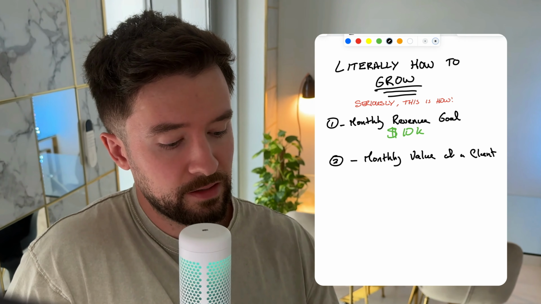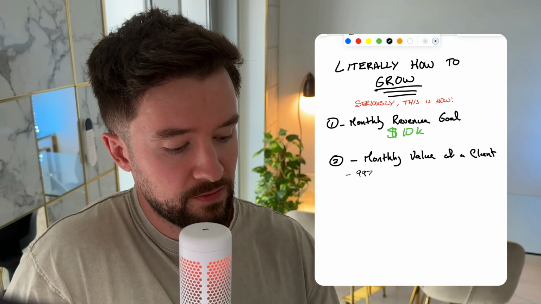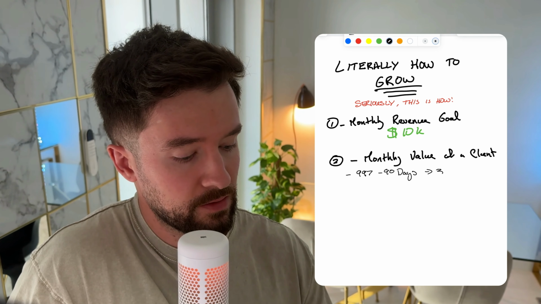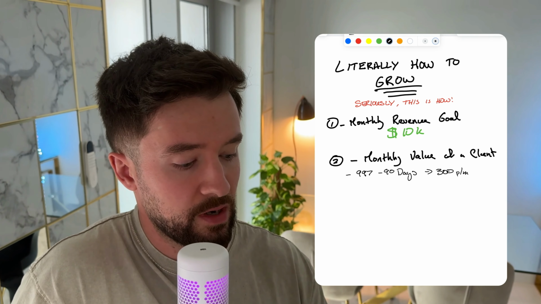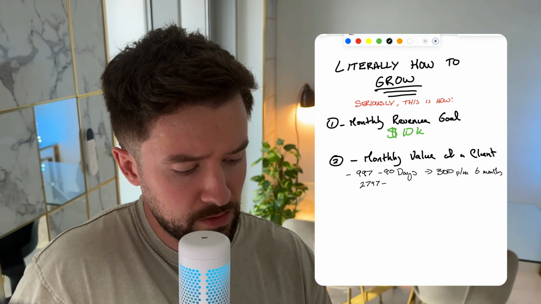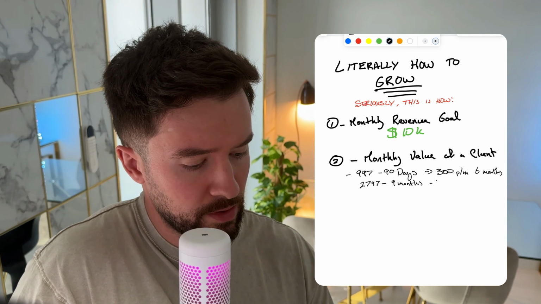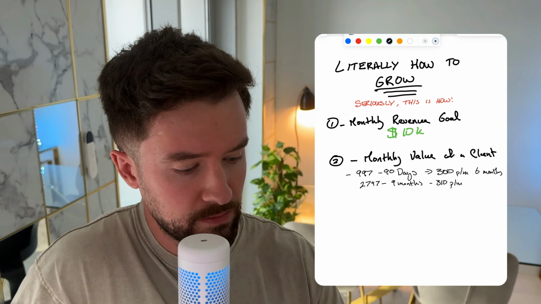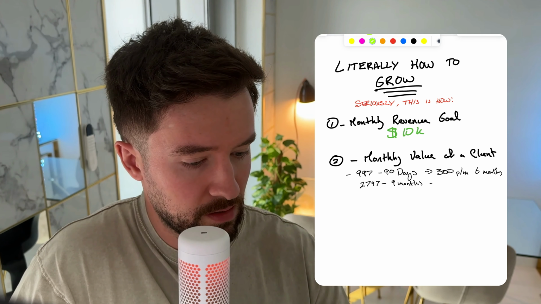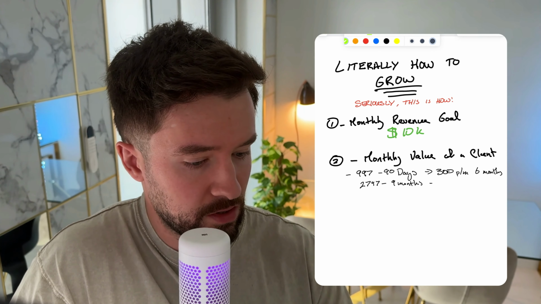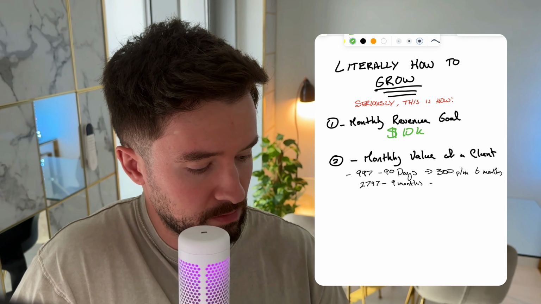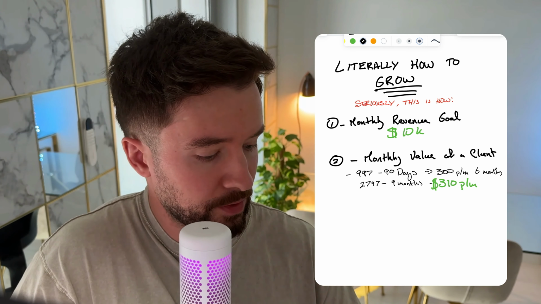For this example, let's say someone is paying you $997 for 90 days. And then the average person goes on to a back end of 300 per month for an average of 6 months. So that is 2797 for 9 months or 310 per month. Let's say that we have found that the average client is worth 310 per month. Congratulations, we've done the first 2 numbers.